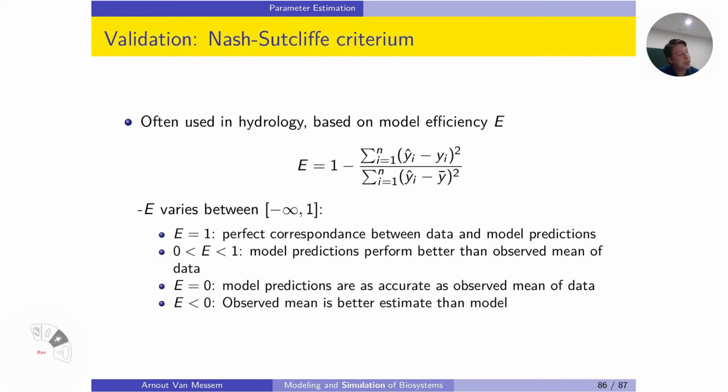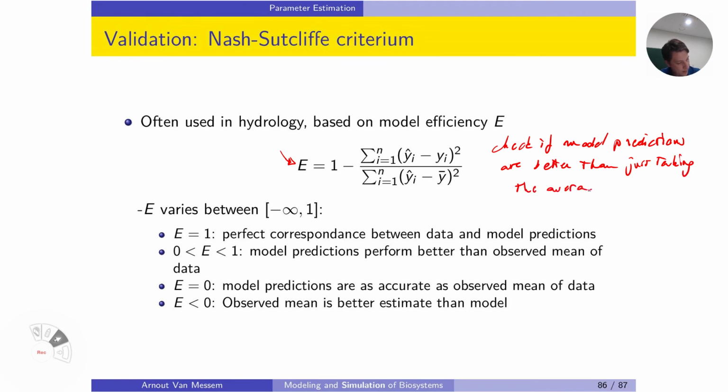So the Nash-Sutcliffe criterion is often used in hydrology and is based on the model efficiency. So model efficiency given by this formula, basically what it does is it checks whether my model performs better than just taking the average. So here it checks if the model predictions are better than taking the average. So we see the denominator has yi hat minus y bar. So here we look at what is the difference between the average and the predictions. On the other hand, the numerator has the predictions versus the observations.